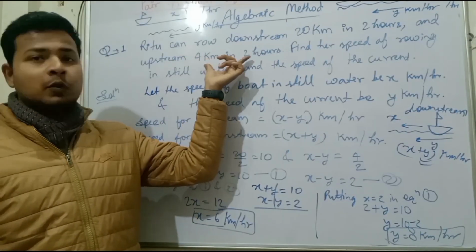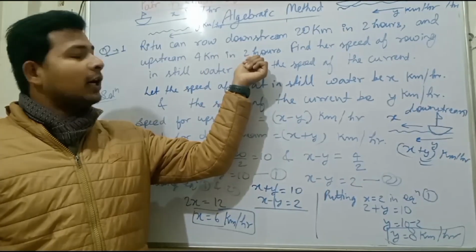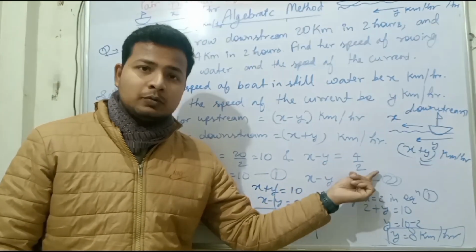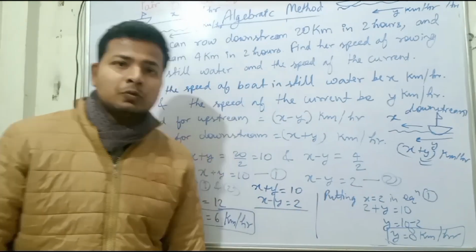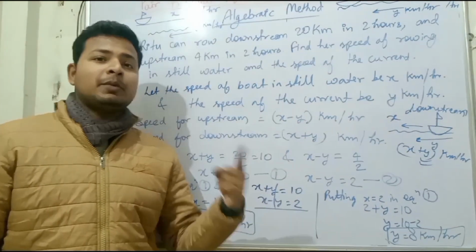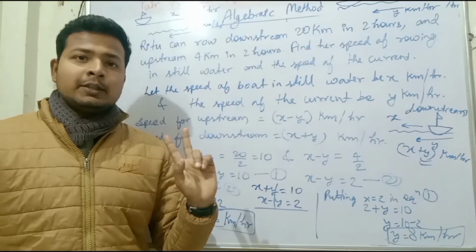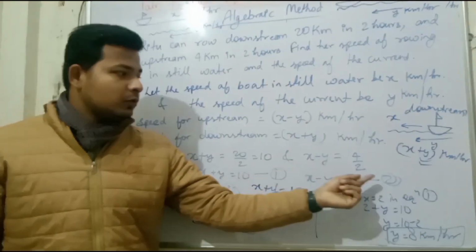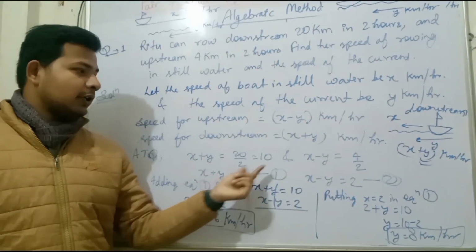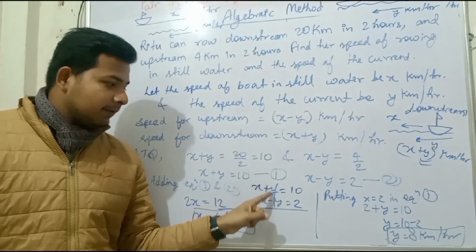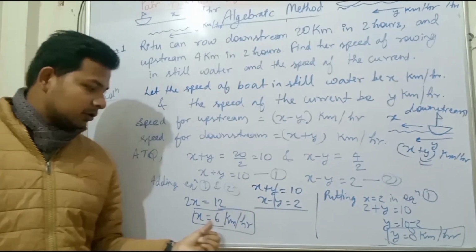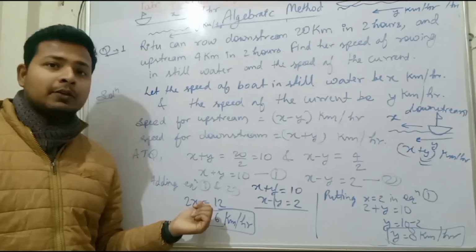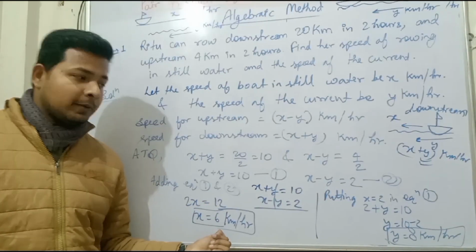Similarly for the upstream, it is 4 km distance and 2 hours for the time. Hence x minus y, that is the speed, will be 4 by 2. Hence x minus y equals 2. If you want to solve this by elimination method or substitution method, that's totally up to you. Now, if we add these two equations, x plus y equals 10, x minus y equals 2, y will be cancelled out, x and x will be 2x, and 10 plus 2 equals 12. This way we can find the value of x as 6 km per hour.